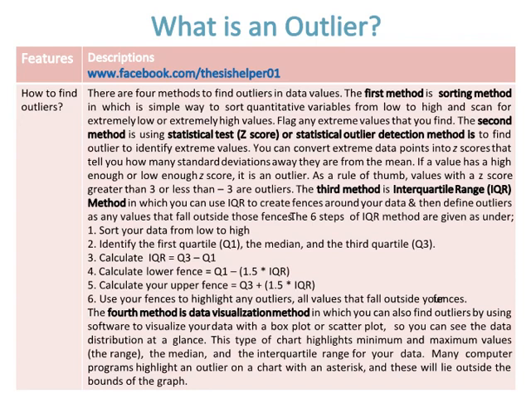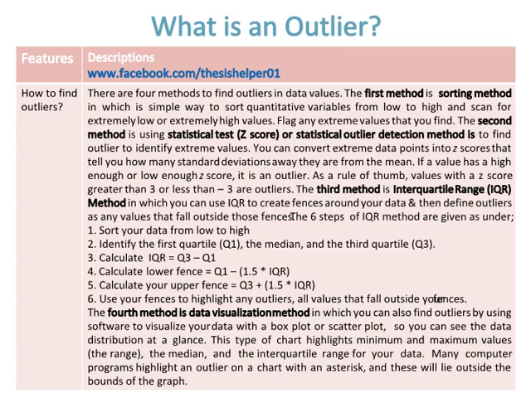The second method is using a statistical test, z-score, or statistical outlier detection method, to identify extreme values. You can convert extreme data points into z-scores that tell you how many standard deviations away they are from the mean. If a value has a high enough or low enough z-score, it is an outlier. As a rule of thumb, values with a z-score greater than 3 or less than -3 are outliers.